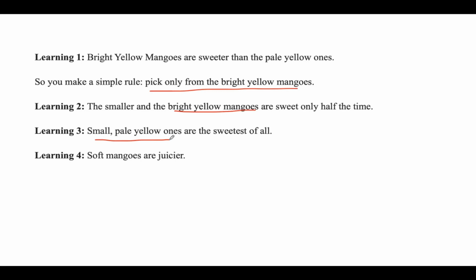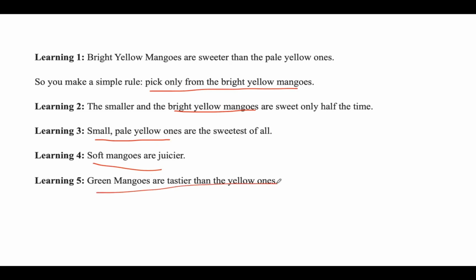So now once again you run your experiments, tasting all kinds of mangoes, and realize that the softer ones are juicier. Next, during learning five, that is the fifth experience, you identified that green mangoes are tastier than the yellow ones. Here, you move to a different part of the world and find that the mangoes taste surprisingly different from your home country. You realize that for this country, the green mangoes are tastier than the yellow ones. This is in a different country.